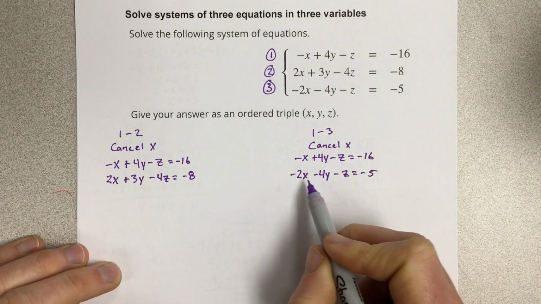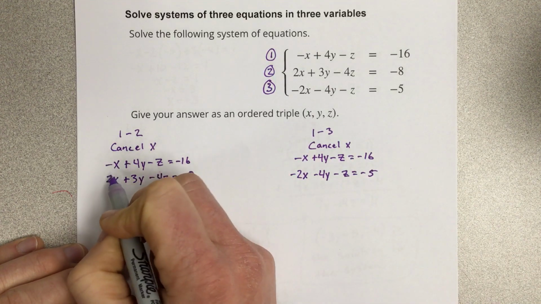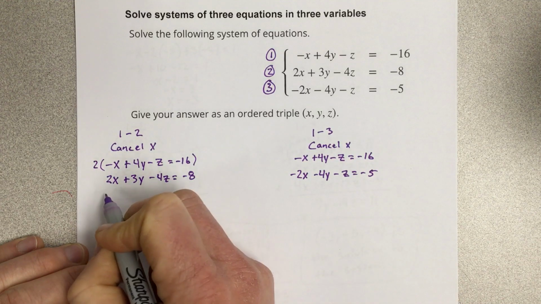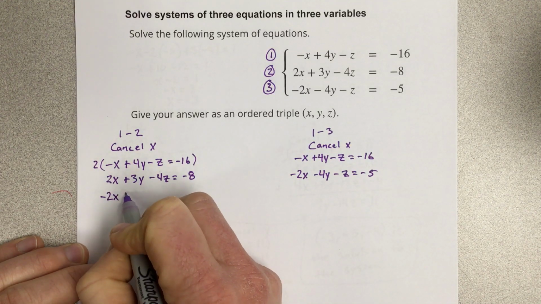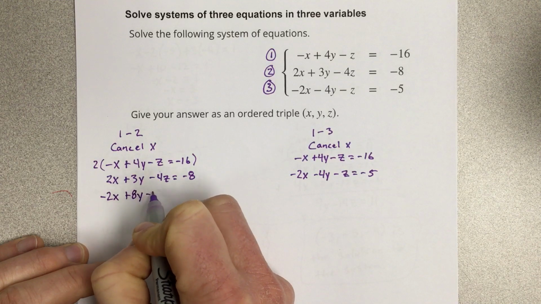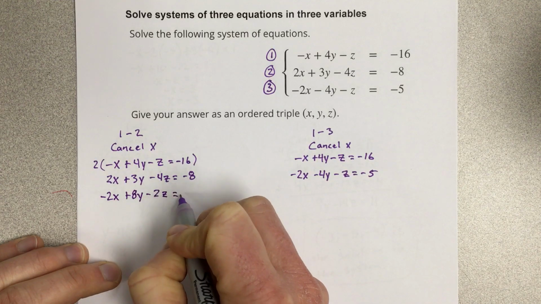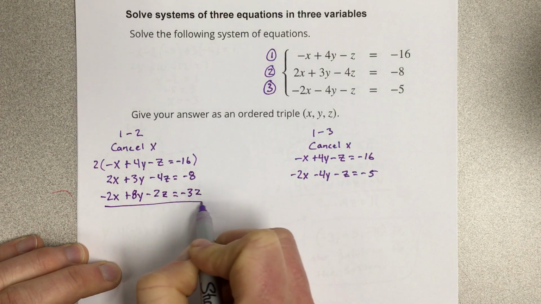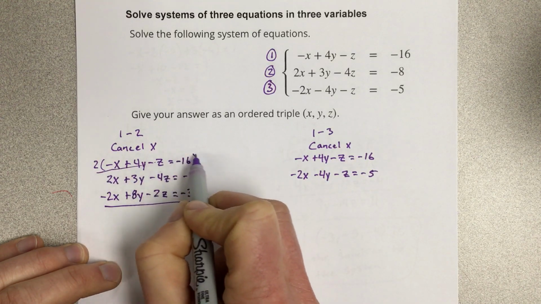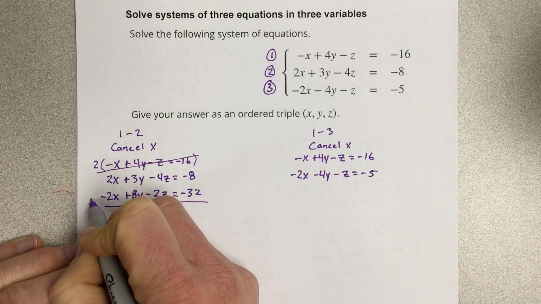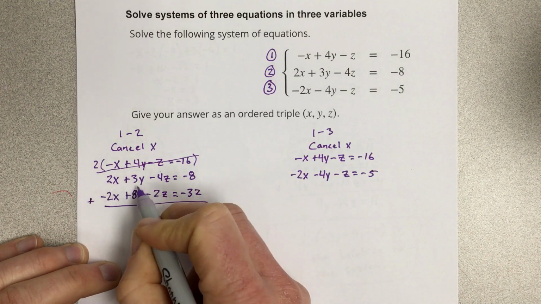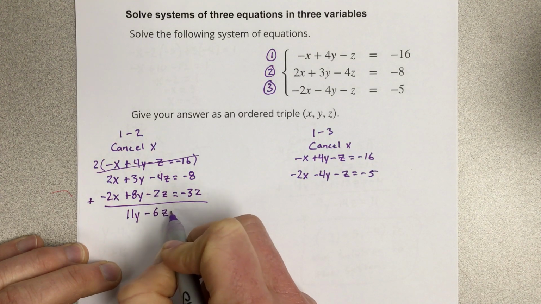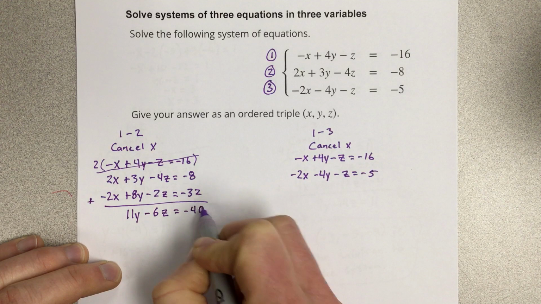So to cancel the x value, I'm going to multiply the top of this equation by 2. And that would be negative 2x plus 8y minus 2z is equal to negative 32. And then I'm going to add these together. Remember to lightly cross this out. I'm going to add these together. That'll be 0, 11y minus 6z equals negative 40.